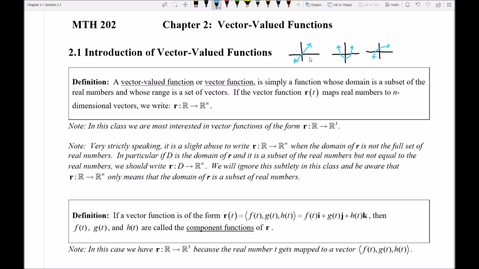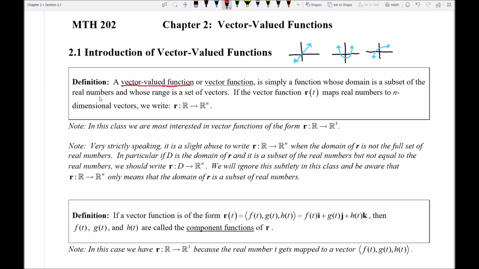And this leads us here to our first section and our first definition. Chapter 2 is going to be all about this concept of what we call vector-valued functions, or more briefly, vector functions. Okay. So what is a vector function? Let's see what this says here. A vector function is simply a function whose domain, so the inputs, is some subset of the real numbers.